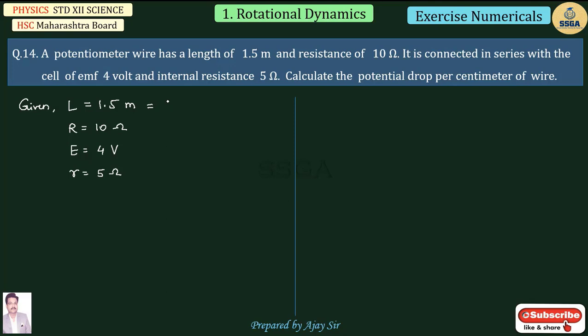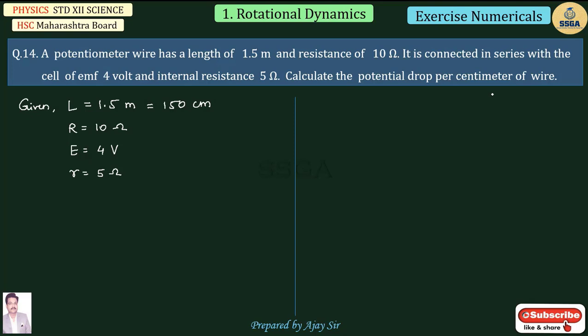So 1.5 is in meter, so we have to convert that into centimeter. So this is 150 centimeter. All MKS values we have to convert into CGS. Then we have to find the potential drop per centimeter of the wire, which means the potential gradient of the wire. So potential drop means potential gradient, that is the K value we have to find.